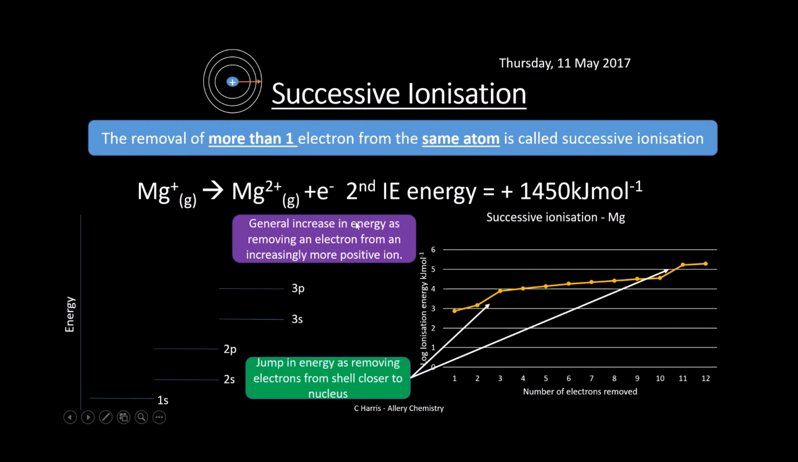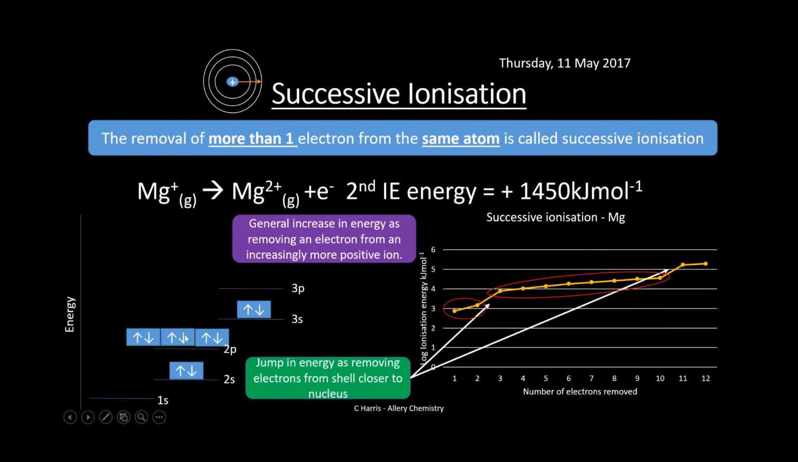So we've got a general increase in energy as we're removing an electron from an increasingly more positive ion. So we have this general increase. Make sure you can explain that. So let's start here. These are the ones that are further away from the nucleus, so these are the ones in the 3s orbital. The next lump are the ones in the 2p orbital, the second shell.